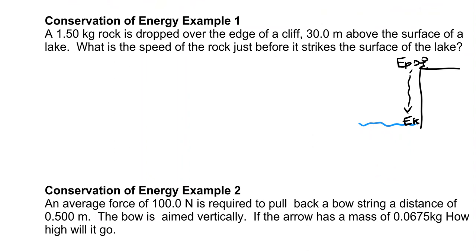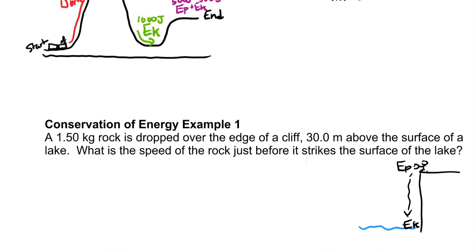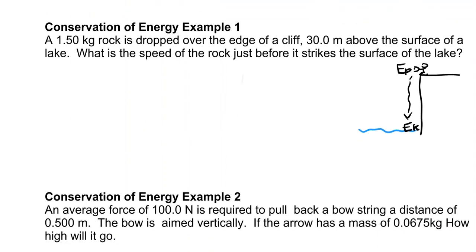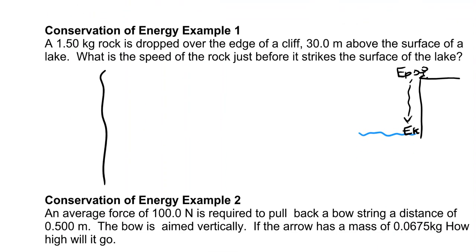Okay, so here we're starting with potential energy and it's turning into kinetic energy. So what we have to think about is the initial energy, right? The EP in this case is equal to the final energy, which is the EK. And so we're going to be able to rearrange one of these to find our answer, okay? So let's think about this again. Let's just summarize it. A 1.50 kilogram rock is dropped over the edge of the cliff 30 meters above the surface, so that's the height.